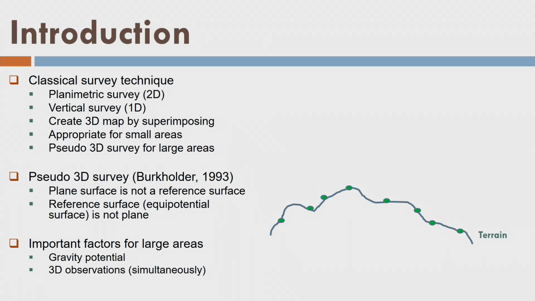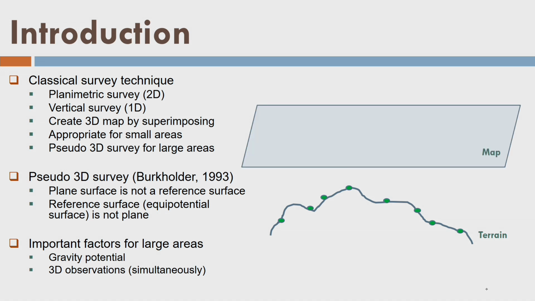So we have projected these 8 points on the map plane in the planimetric survey. That means we are recording 2D coordinates of these 8 points on the surface of earth, and then drawing them on the map plane. So this is my map plane, and we have projected these 8 points to indicate the horizontal position XY of these 8 points.